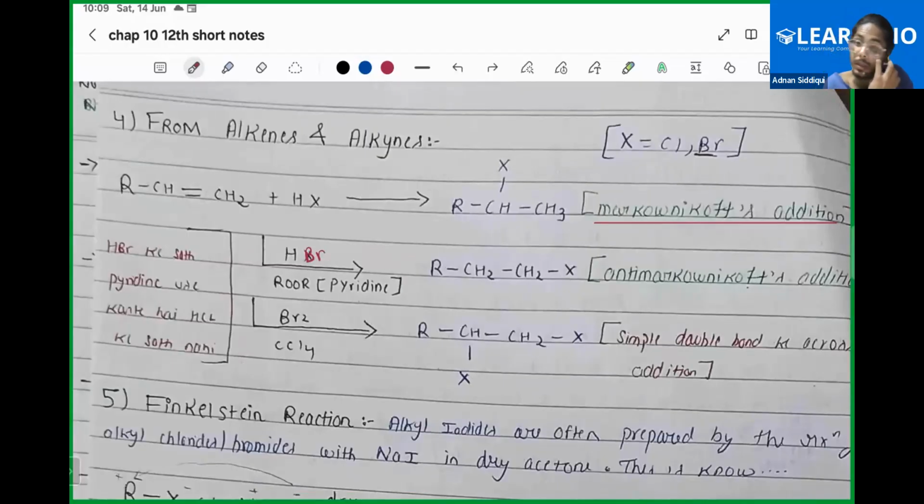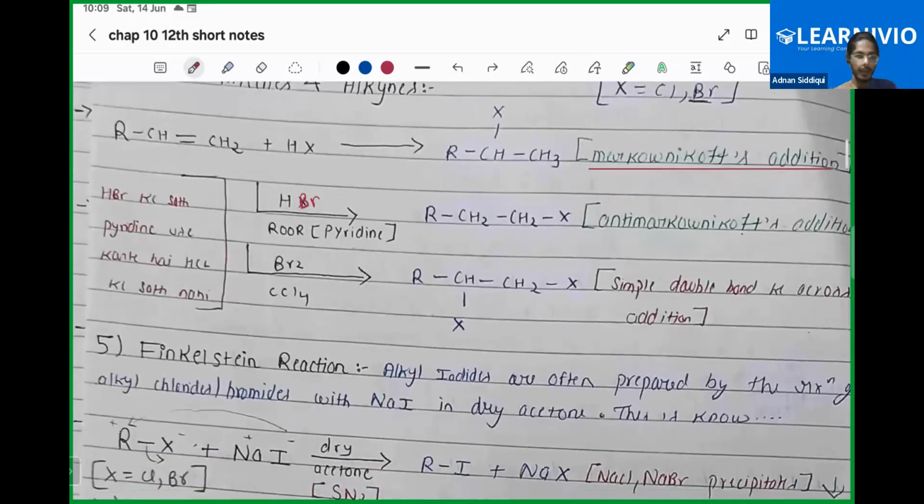Now, if you have an alkene and you have Br2 in presence of CCl4, this is again important. If you have a case like this, you will again do what? CCl4 is a non-polar solvent.